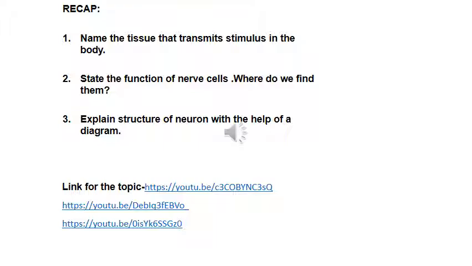all over the body. Question number 3. Explain structure of neuron with the help of a diagram. Now this is given on page number 77. Structure is given and the diagram you can draw from page number 78. Okay children, we have completed the chapter.